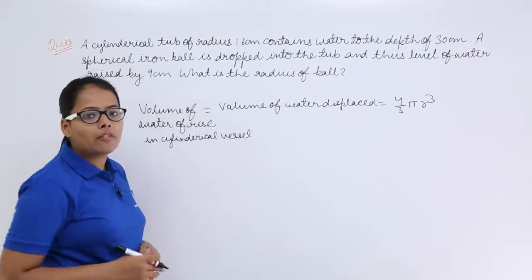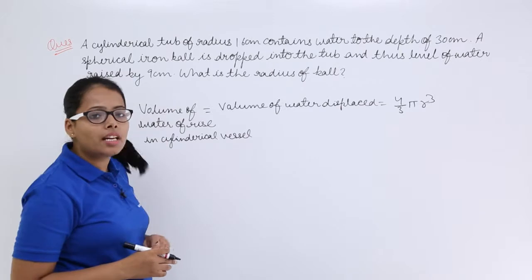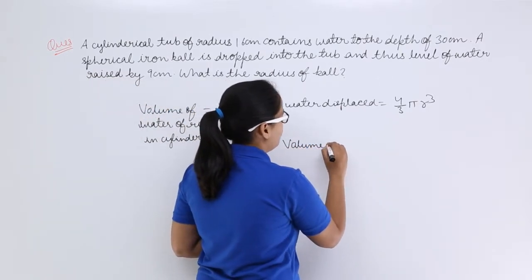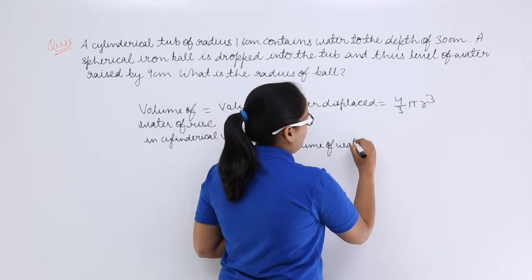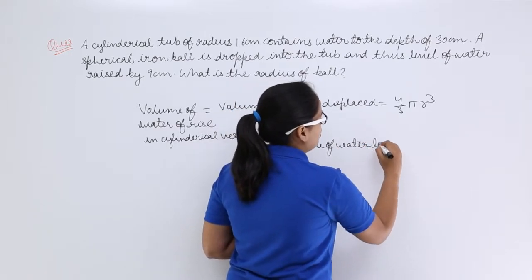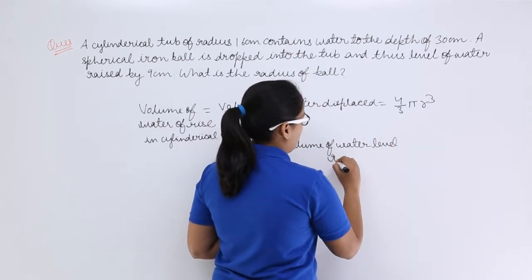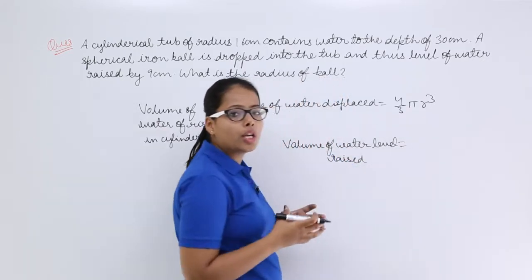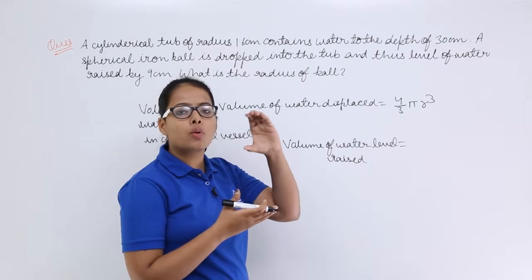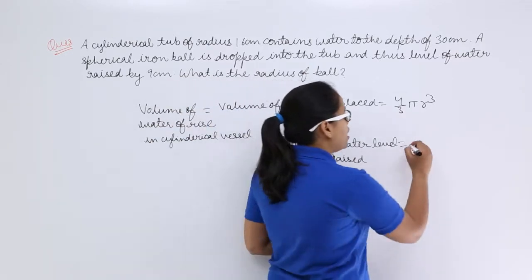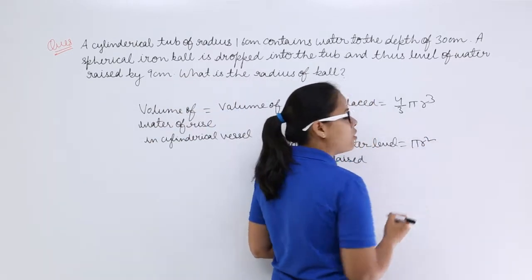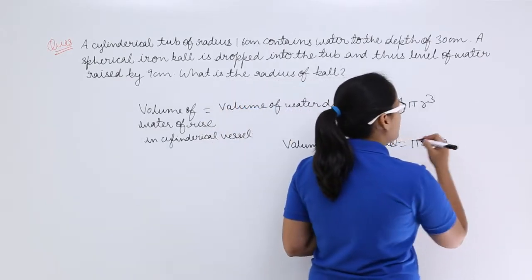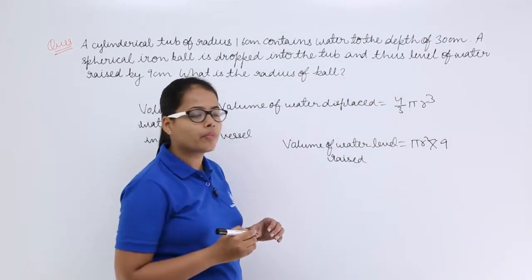And what is that level of rise? It is 9 centimeter. So the volume of water level raised is equal to, you are only going to consider the volume of the water level raised. The area of the base of the cylinder is pi r square and the water level raised to the level of 9 centimeter.